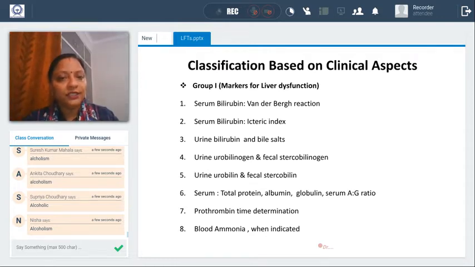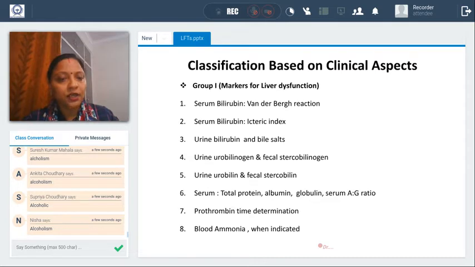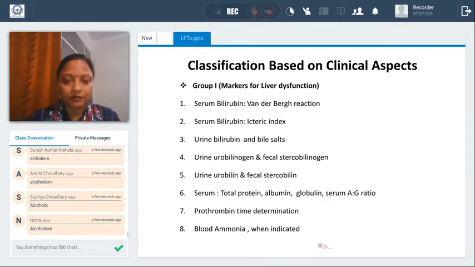Markers for liver dysfunctions like serum bilirubin. You all know van der Bergh reaction, serum bilirubin by icterus index, urine bilirubin and bile salts, urine urobilinogen, fecal stercobilinogen, urine urobilin and fecal stercobilin, serum total protein, albumin, globulin and serum AG ratio, that is albumin globulin ratio, which is very important for various diseases, prothrombin time determination, blood ammonia when indicated.